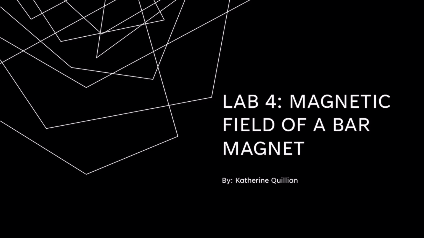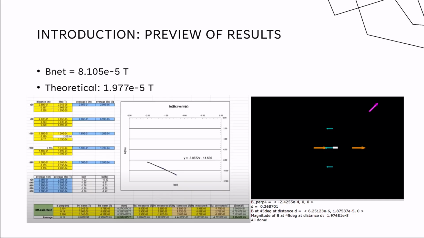Lab for magnetic field of a bar magnet. So this is a preview of the results. From our experiment, we found that the B net was 8.105 times 10 to the negative 5 Tesla, whereas the theoretical was smaller than this. And on the left, you can see our experimental measurements, and then on the right, the computational model results.